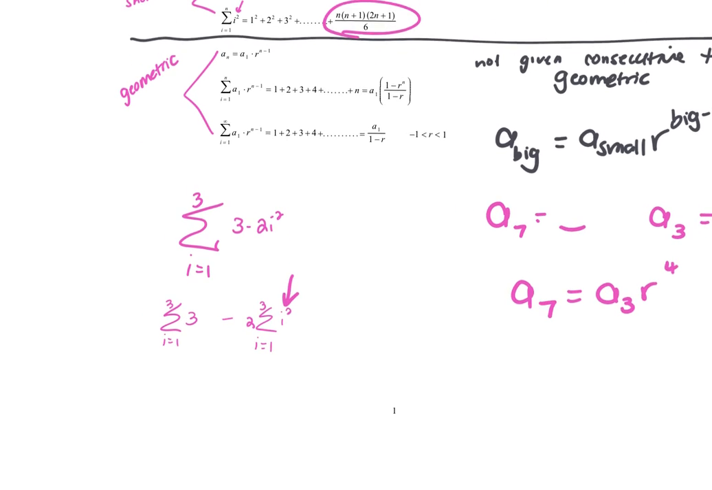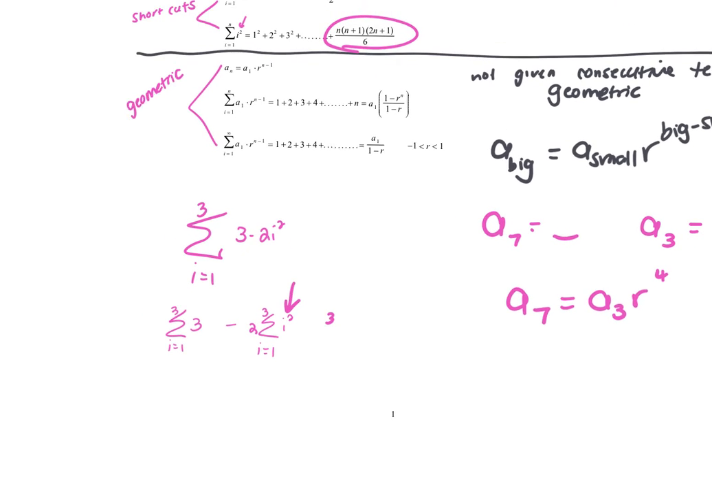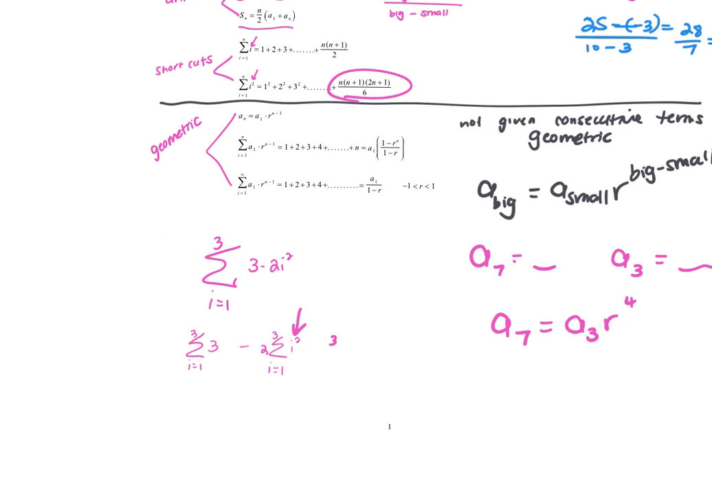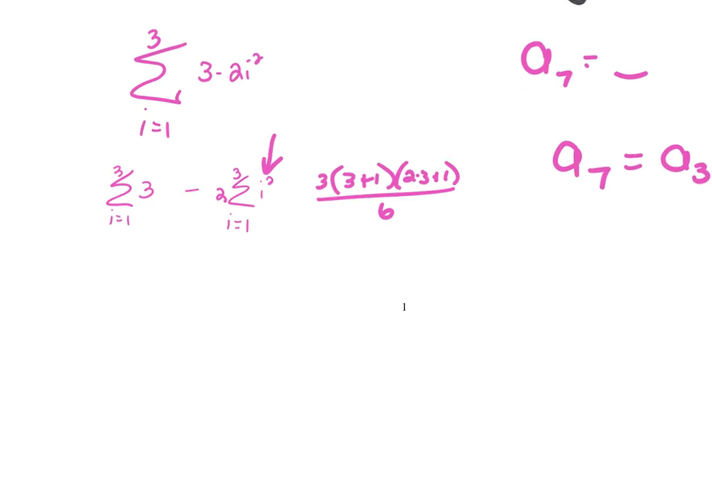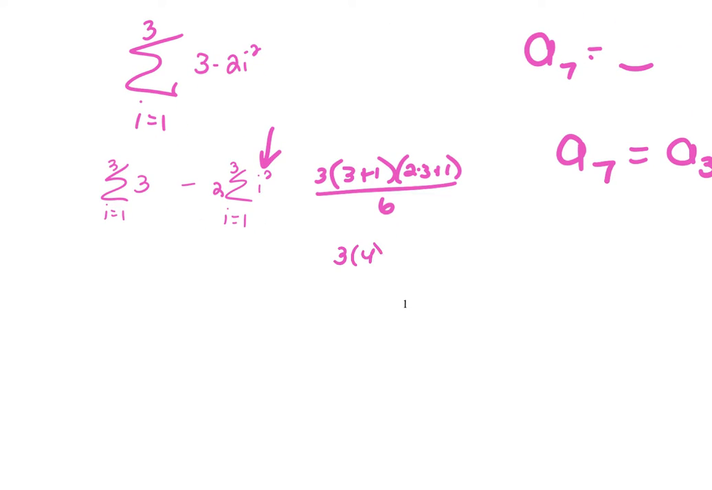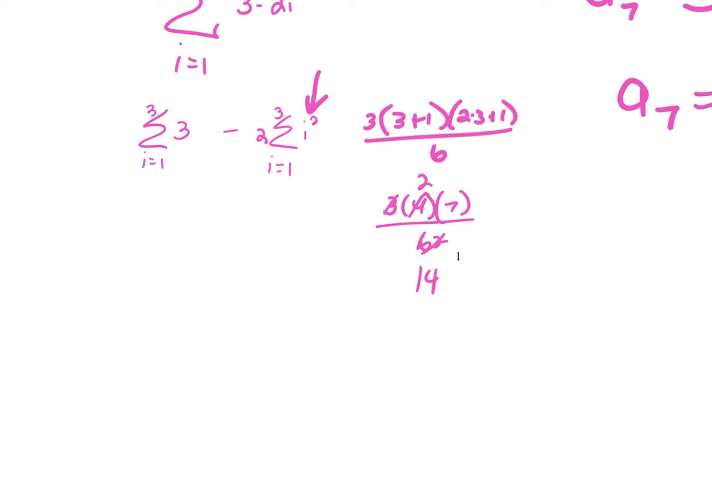So I would get 3, because 3 minus 1, like the n is 3, right? 3 times 3 plus 1 times 2 times 3 plus 1 over 6. And then whatever I get from there, 14, gets multiplied by the 2. So I'm subtracting 28. And then this one we just multiply out, 9.